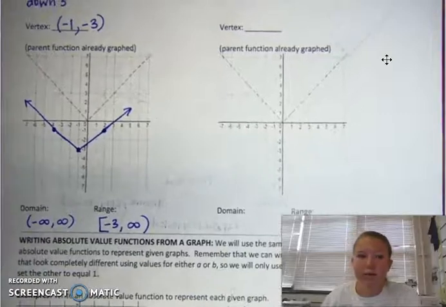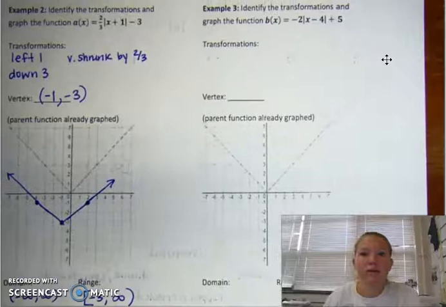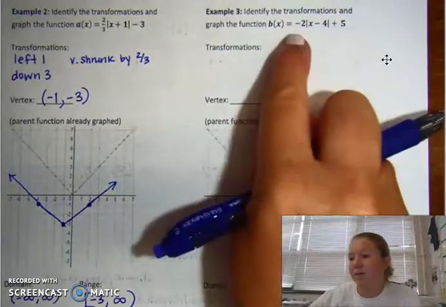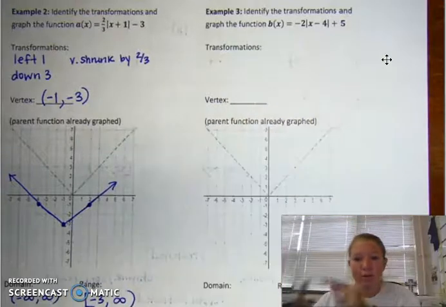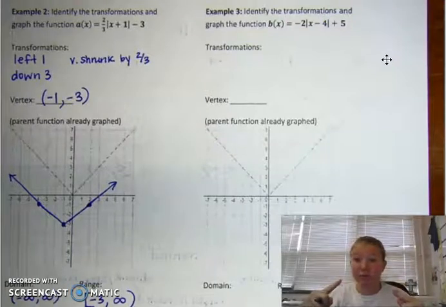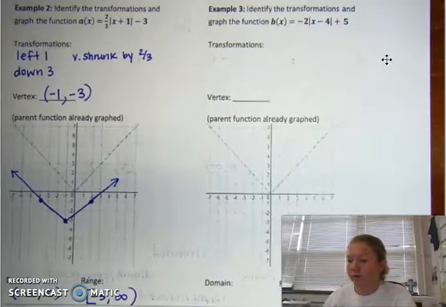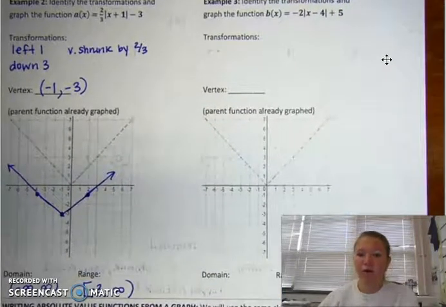All right, so I'm going to leave the next example for you to try on your own. Keep in mind that this negative on this 2 will flip the V shape upside down, okay? So your next points from your vertex will be traveling down instead of up, and that will affect your range as well. And you can see the completed problem in your guided notes answer key.